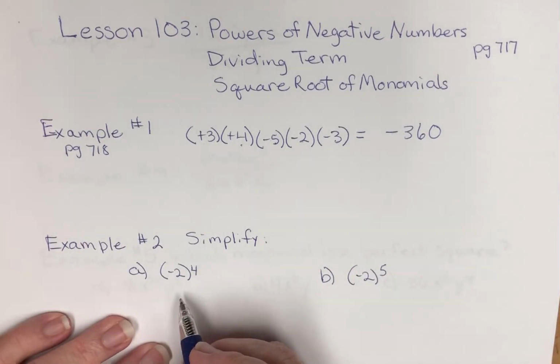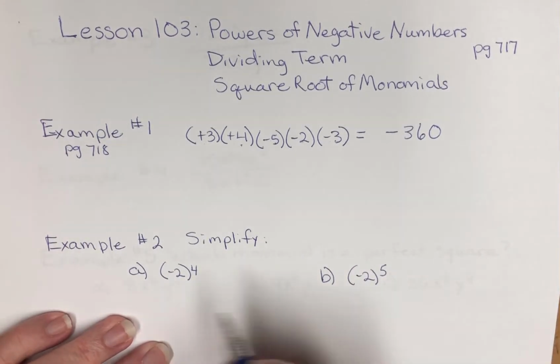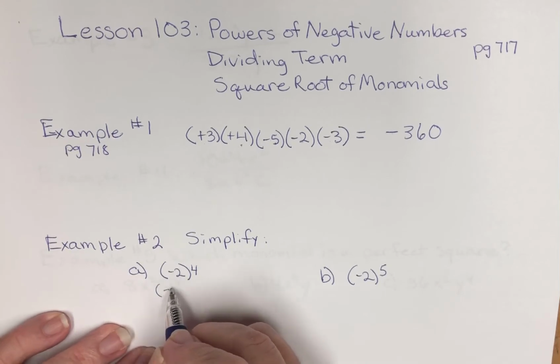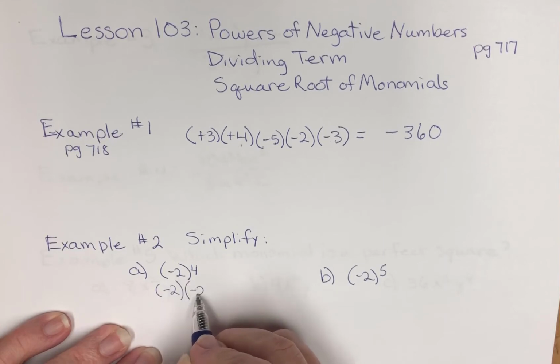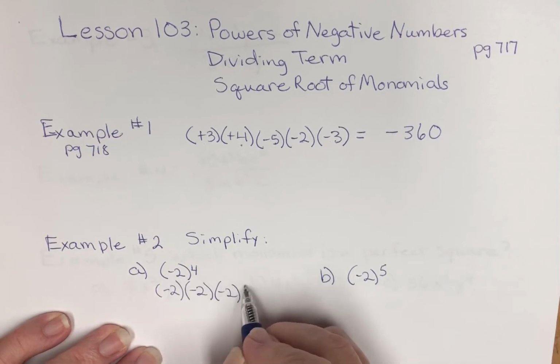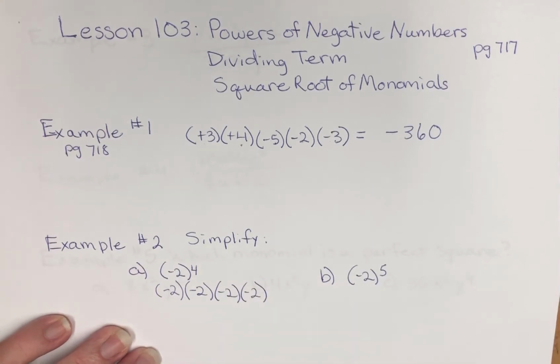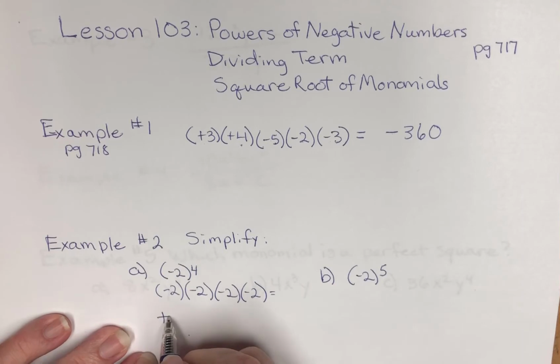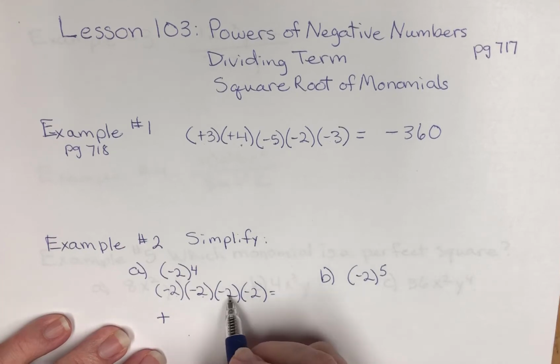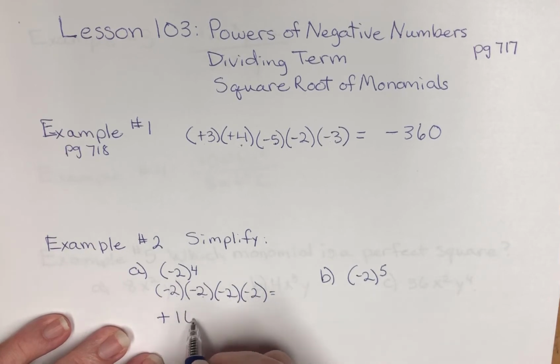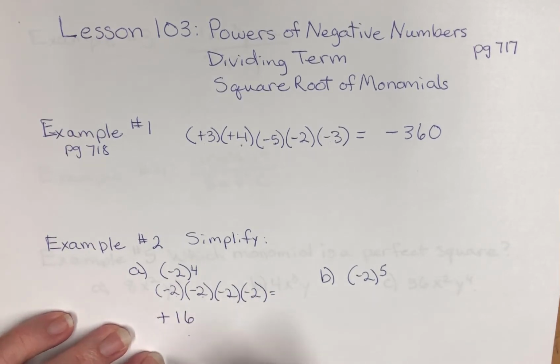All right, our next problem, in example 2, they want us to simplify these two factors. Negative 2 to the 4th power means negative 2 times negative 2 times negative 2 times negative 2. That's what it means. I have 4 negative signs. What I just taught you is that the answer is going to end up being positive. So now I just have to multiply: 2 times 2 is 4, 2 times 4 is 8, 2 times 8 is 16. So my answer for A is going to be positive 16.